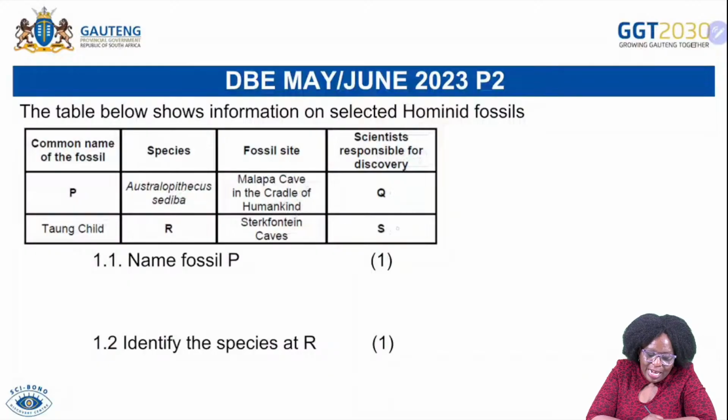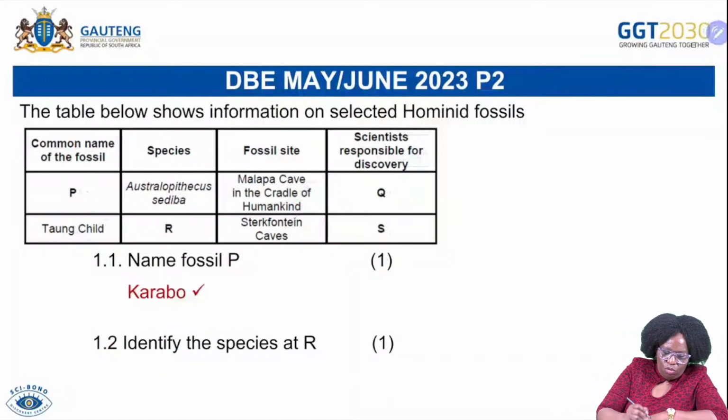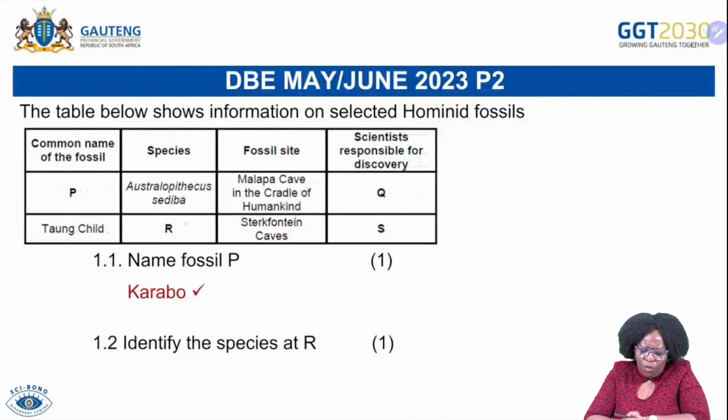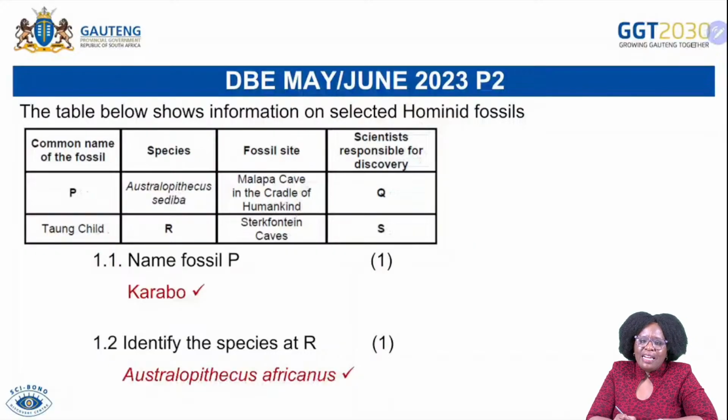So question 1, name fossil P. We are looking at fossil P. What is fossil P? It is the species Australopithecus sediba. It's Karabo. Karabo, Australopithecus sediba. Then identify the species at R. So you come here, okay, it's Dawnchild. Dawnchild, by the way, which species does Dawnchild belong to? Right. And our answer is Australopithecus africanus.